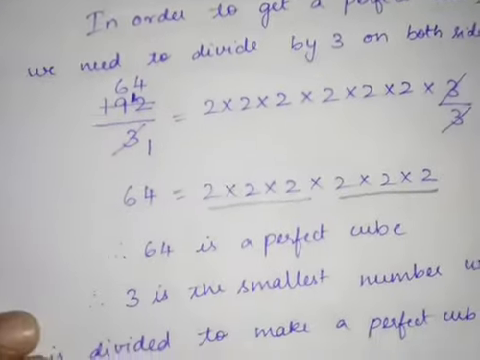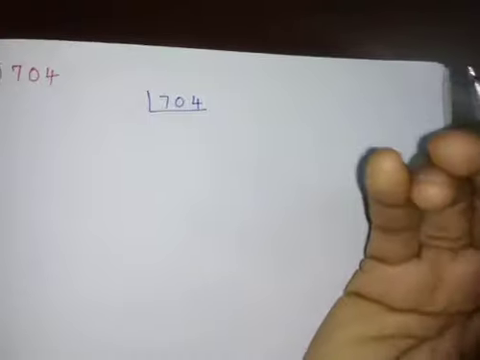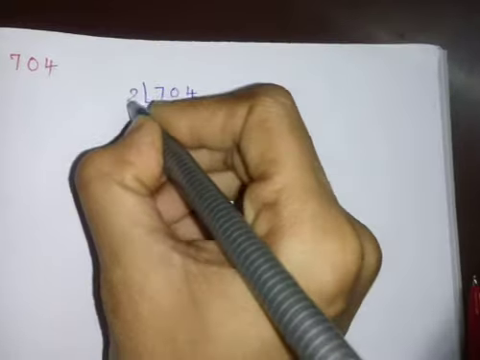Okay, what is the next problem, children? Fifth problem, 704. Yes, what is the fifth problem? 704. Okay, so first what we have to do now? We are supposed to find the prime factorization. 704. Now we will do with the 2 table.